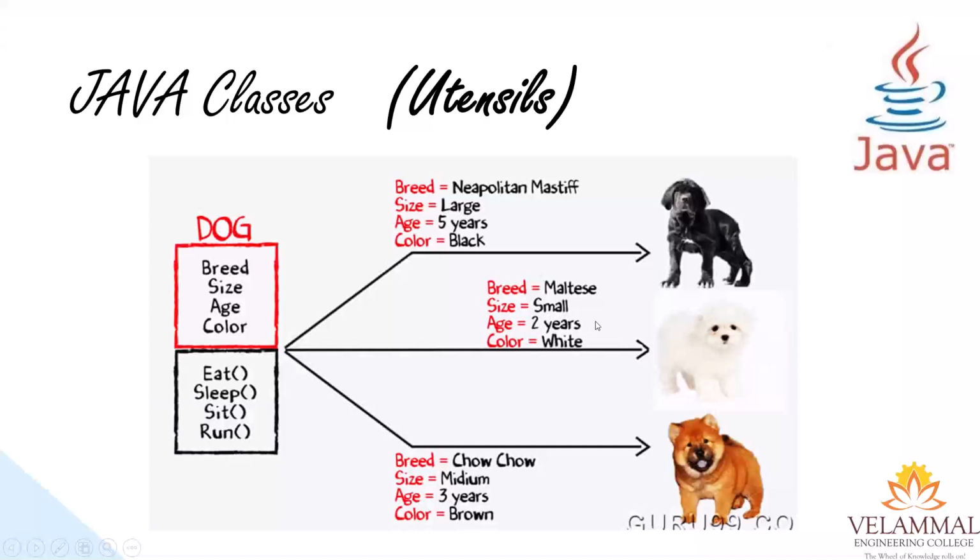So the Java class is like a template. All the three categories of these dogs fall into the same template. That is, this class Dog is applicable to every dog there is, right? Because it is going to have the same attributes, it is going to do the same kind of functions. So this is how Java classes are defined in general, and that's how we will be using the Java classes.